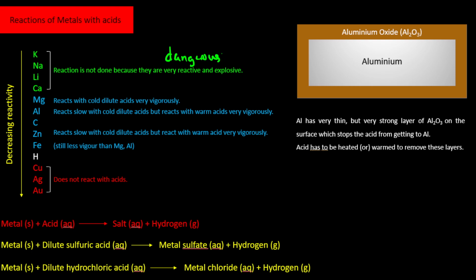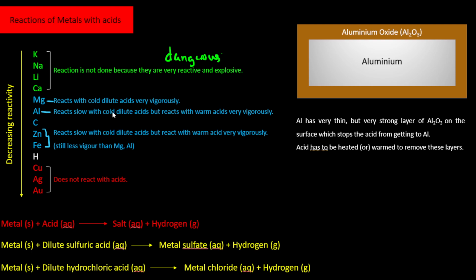Alright, so for magnesium, it will react with cold dilute acids very vigorously, but aluminum will react very slowly with cold dilute acid, then react with warm acids very vigorously. For zinc and iron, both will react very slowly with cold dilute acids, but similar to aluminum, they will react with warm acid.